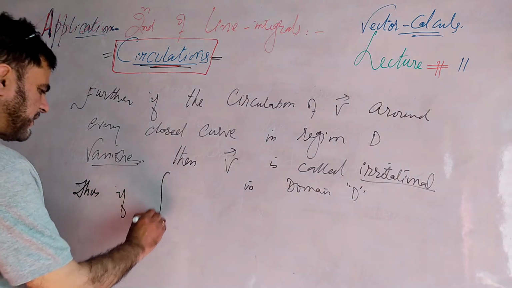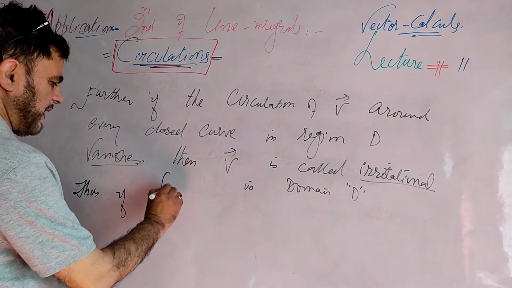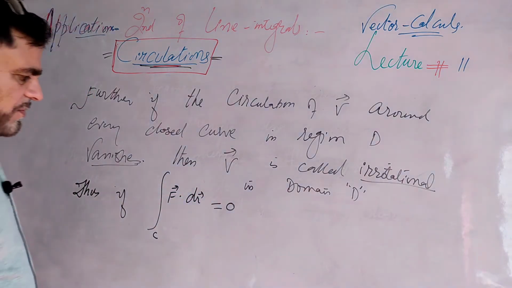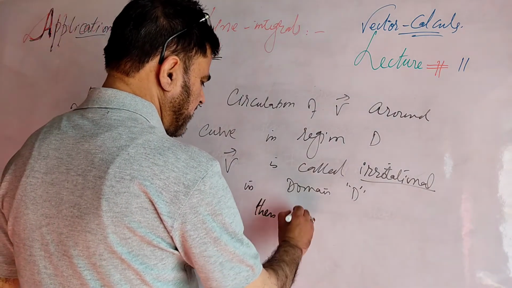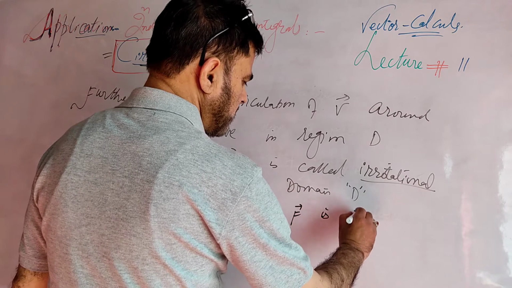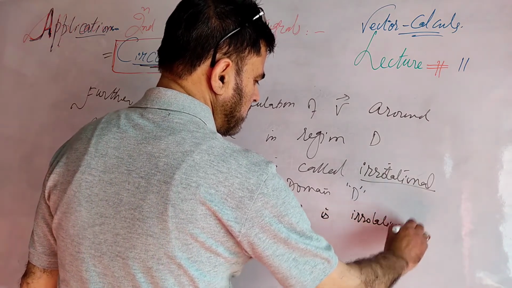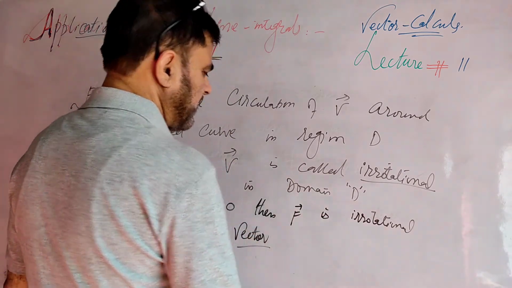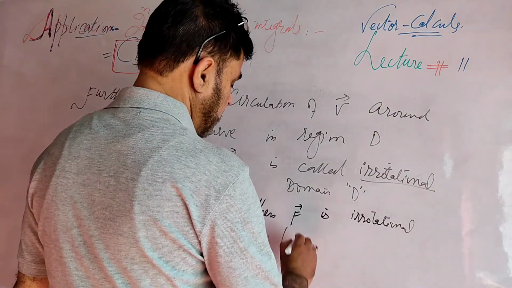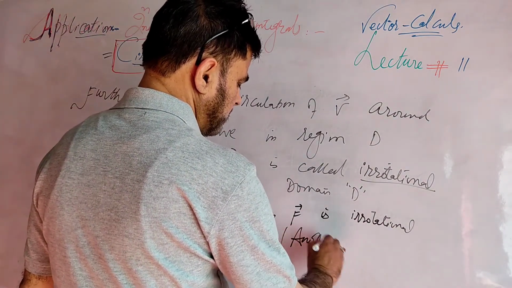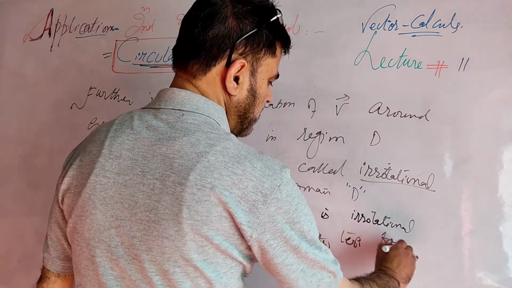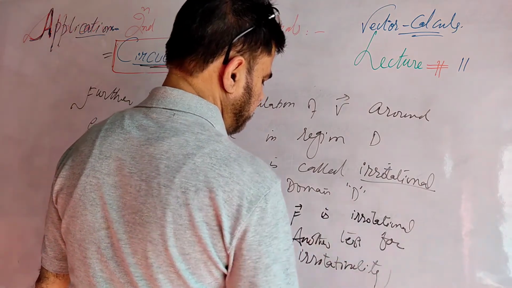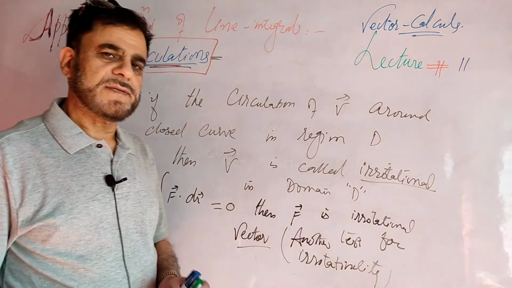if the line integral over the closed curve C of f dot dr is 0, then f is an irrotational vector. It is an irrotational vector. So this is also another test for irrotationality. We have one more test for irrotationality.